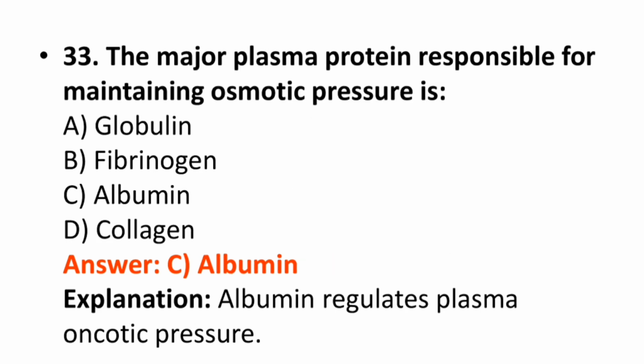The major plasma protein responsible for maintaining osmotic pressure is option A, globulin, option B, fibrinogen, option C, albumin, option D, collagen. The correct answer is option C, albumin. Albumin regulates plasma oncotic pressure. The major plasma protein responsible for maintaining osmotic pressure is option C, albumin.